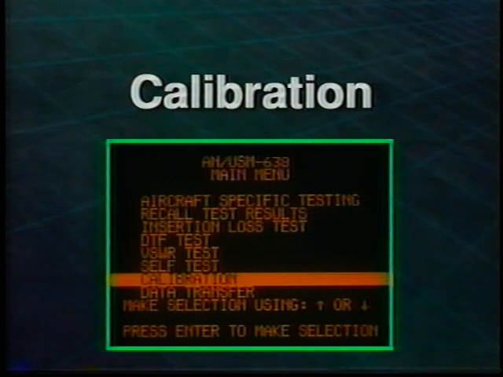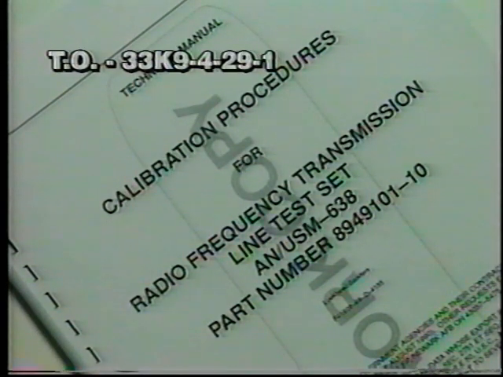Riflets is maintained at the O level and I level by performing self-test on a scheduled basis. Self-test is augmented by fault isolation procedures. Refer to calibration TO 33K9-4-29-1.